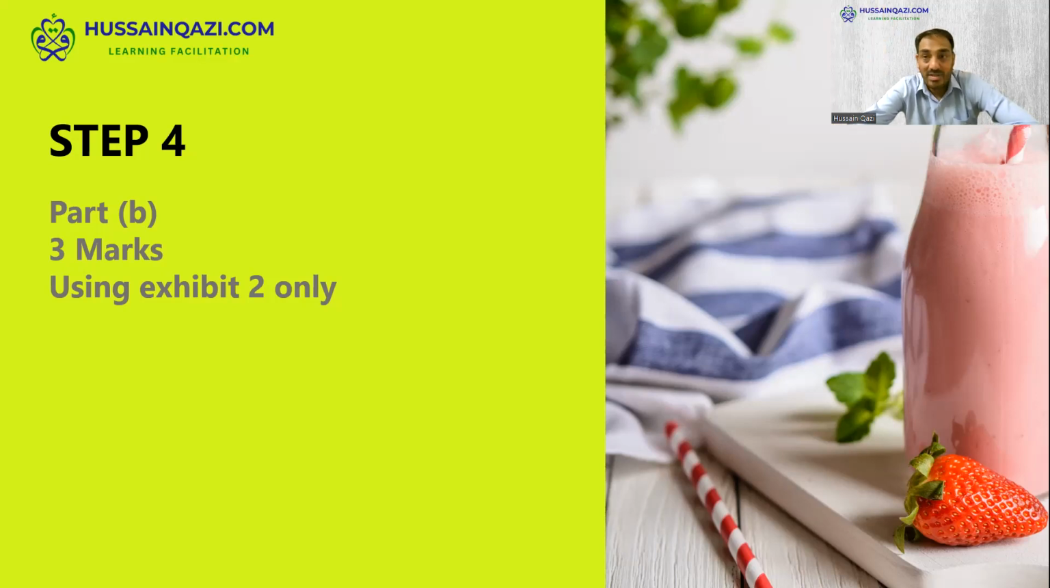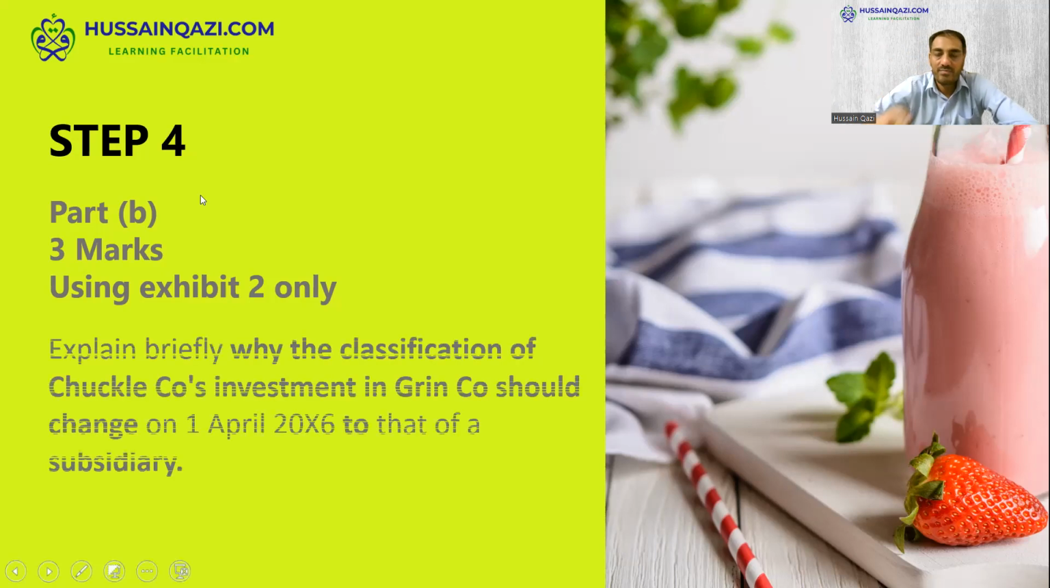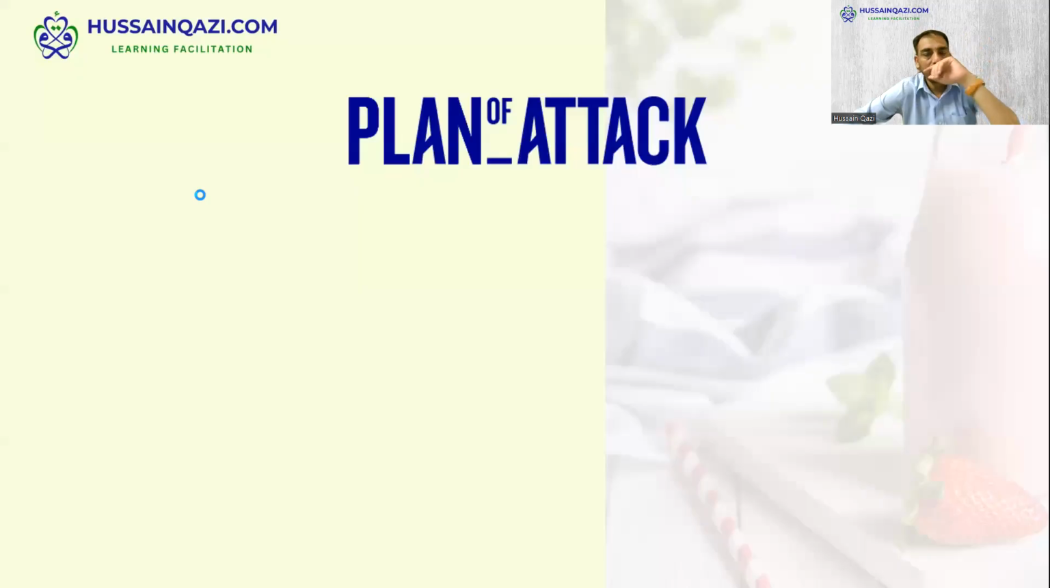Enjoying the lectures, huh? Step number 4, according to the agenda. Part B question, Chuckle, Specimen 1, 3 marks. Now, focus on Exhibit 2. Come on, the requirement: explain briefly why the classification of Chuckle's company investment in Grin should change on 1st April XX to that of subsidiary. This is the requirement.